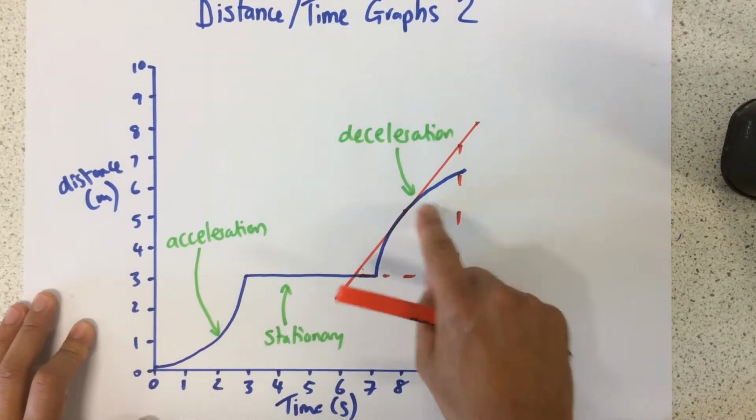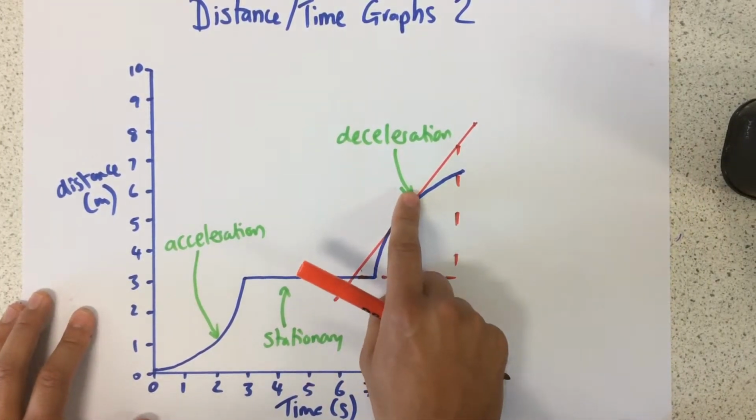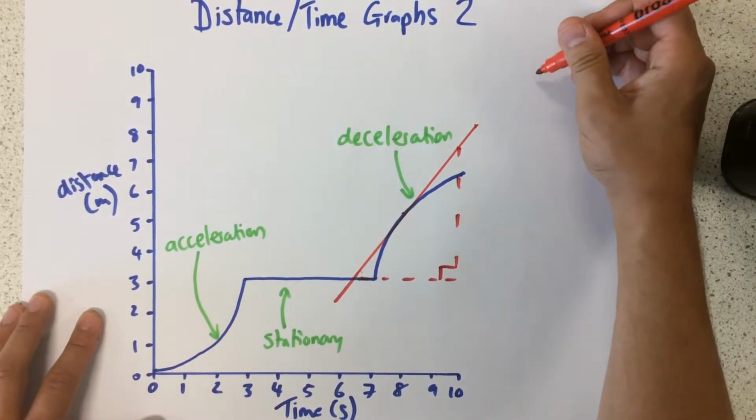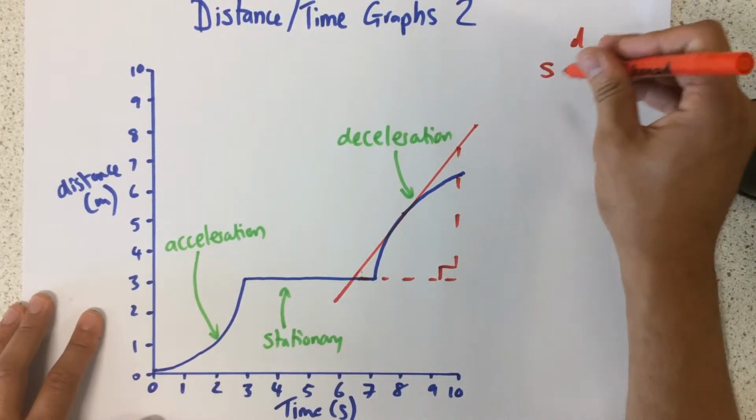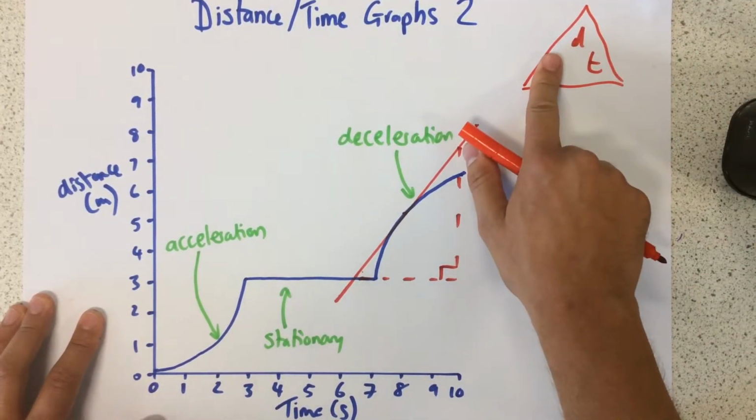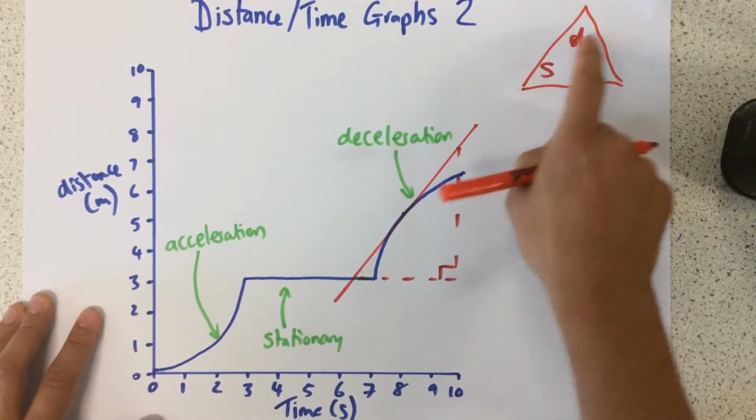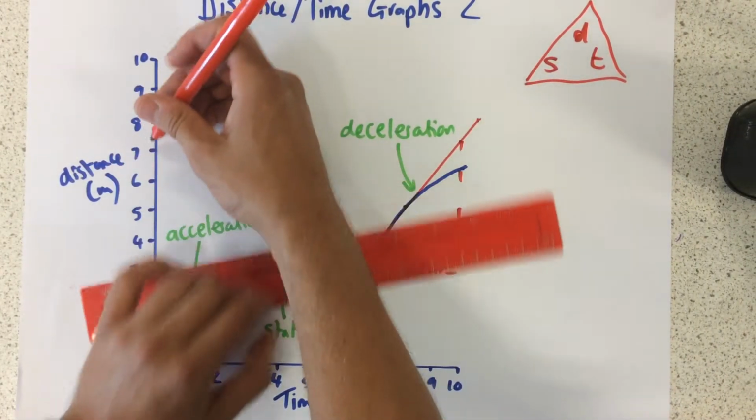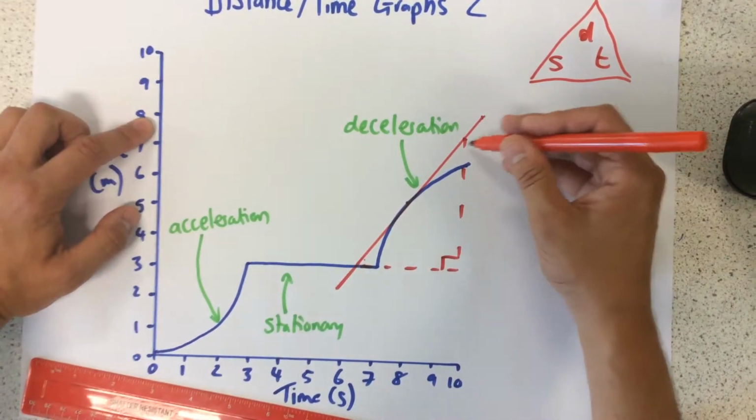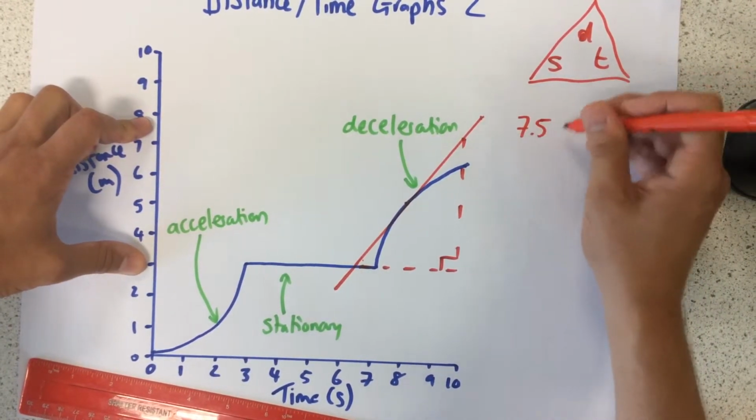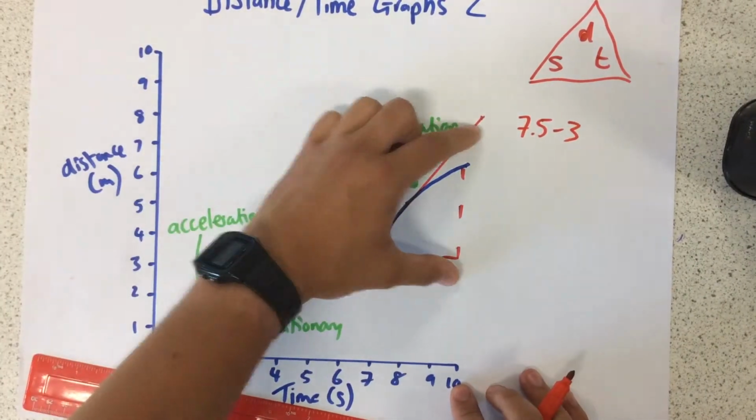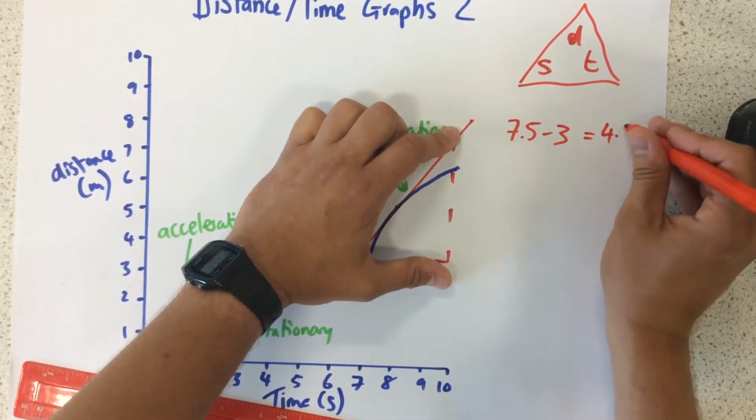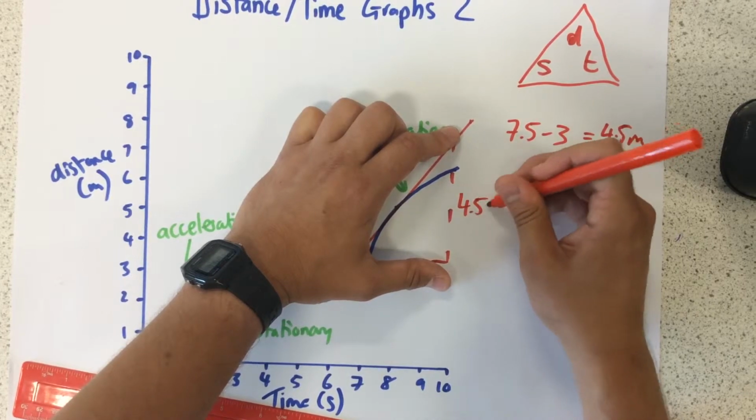So to recap, I'm trying to find the speed of this object at exactly 8 seconds. I've drawn my tangent, I've made my right angle triangle, so now I need to find the gradient of that line. And to find the gradient of that line, I need to do speed equals distance over time. So my distance travelled here, let's have a look. If I just look over here, I think that distance is around 7.5. And so to find the distance it's travelled is 7.5 take away 3, because I want to find this part here. So 7.5 take away 3 is 4.5 metres.